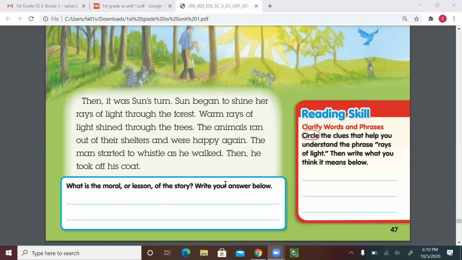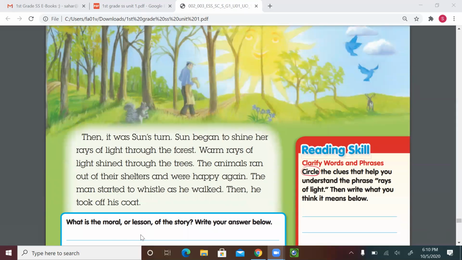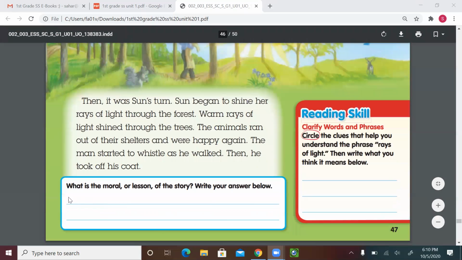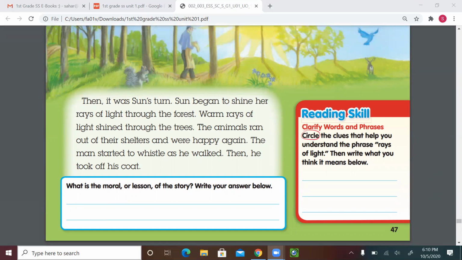So you think who won? It was the sun. But what is the moral or the lesson of the story? Write your answer here. Moral means what did you learn? What was the message or the lesson behind this story?